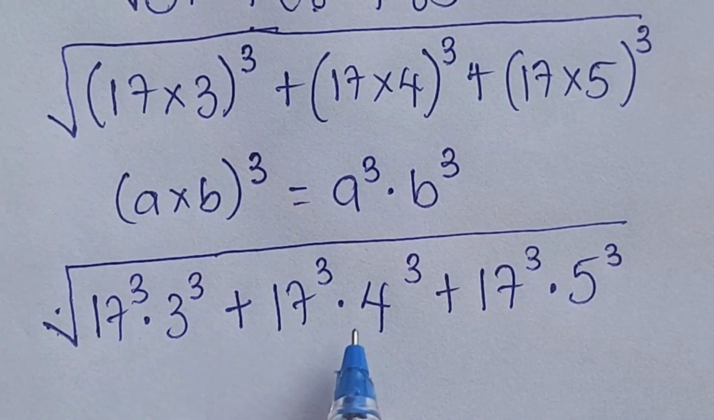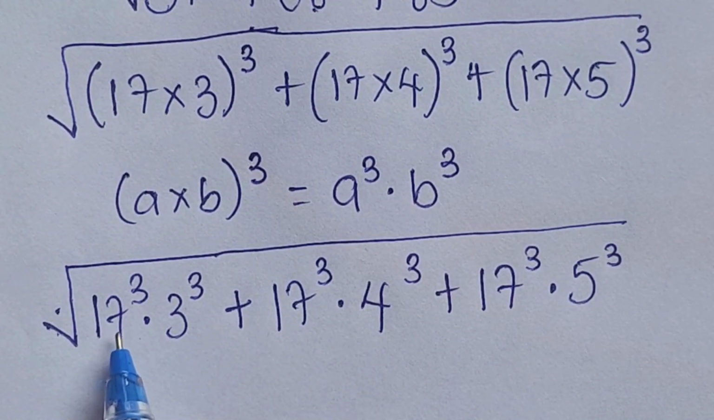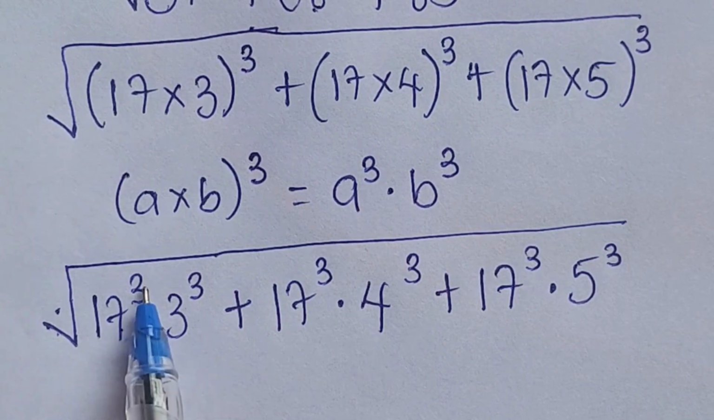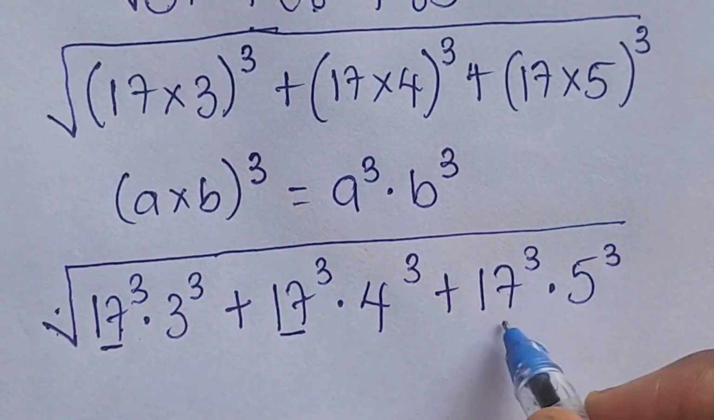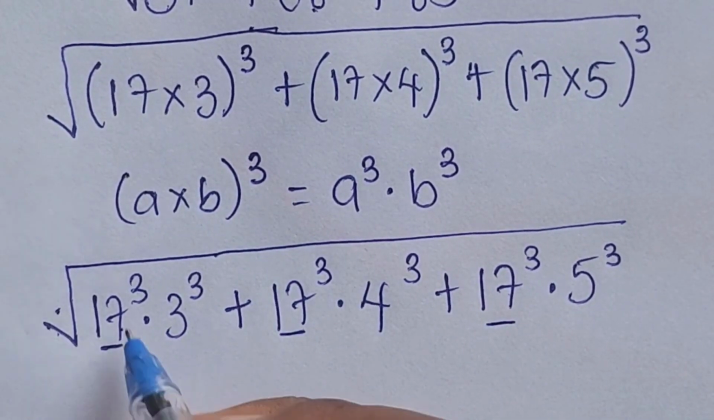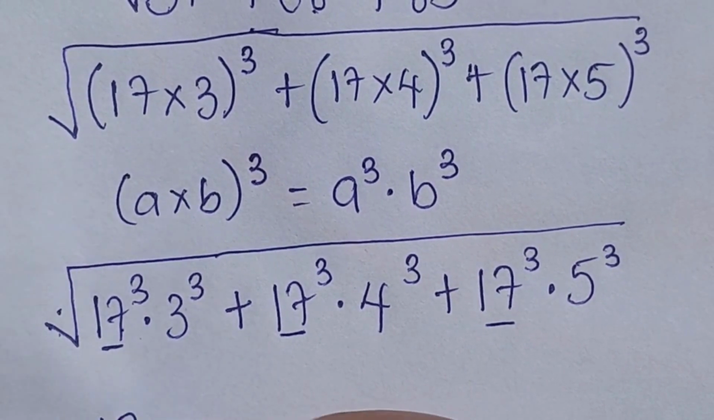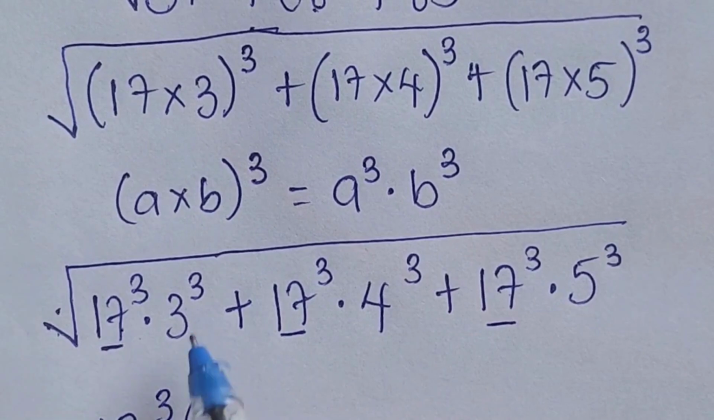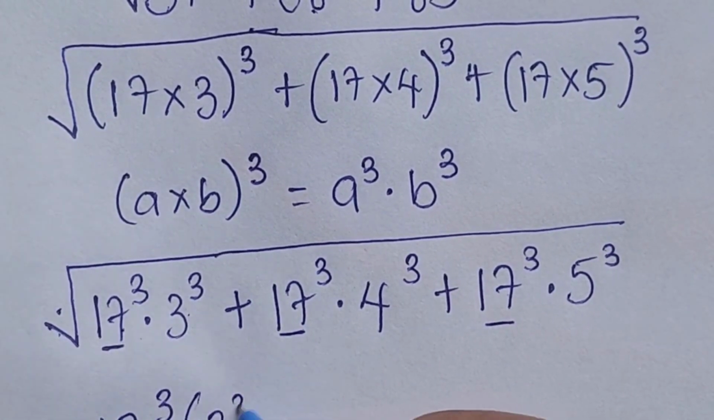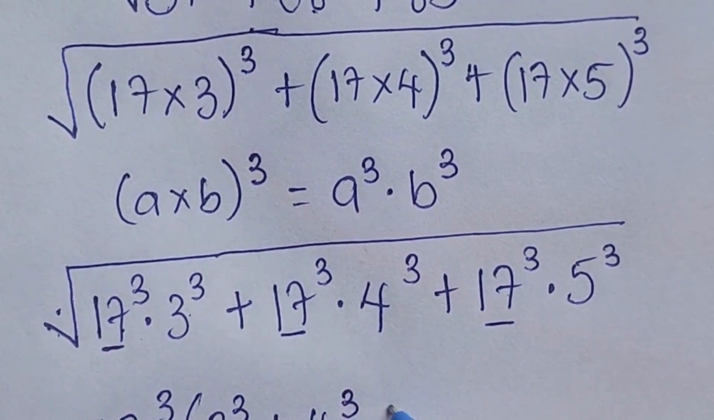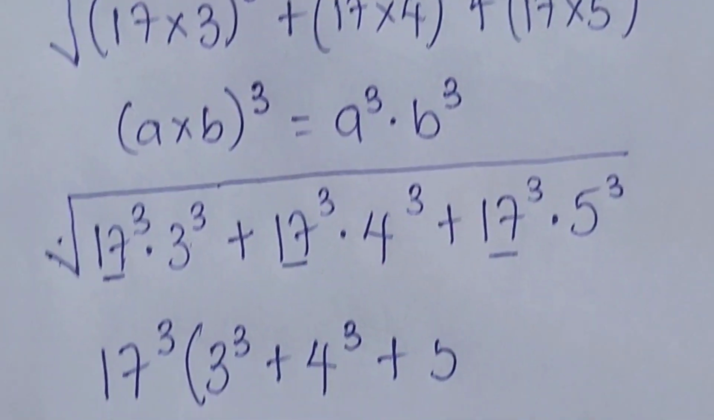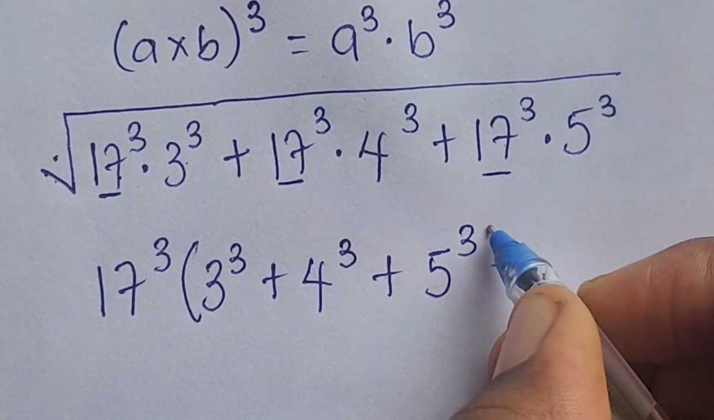So from this we can notice that 17 to the power of 3 is common here. So we have this here, we have it here, and we have 17 to the power of 3 here. So let's factor 17 to the power of 3. We have 3 to the power of 3 here, plus 4 to the power of 3, plus 5 to the power of 3.